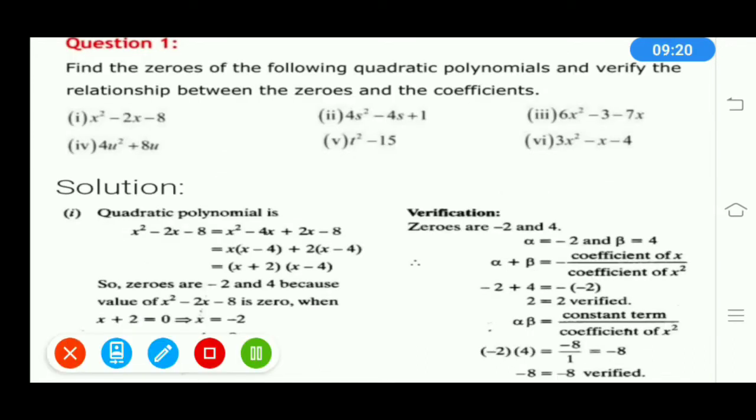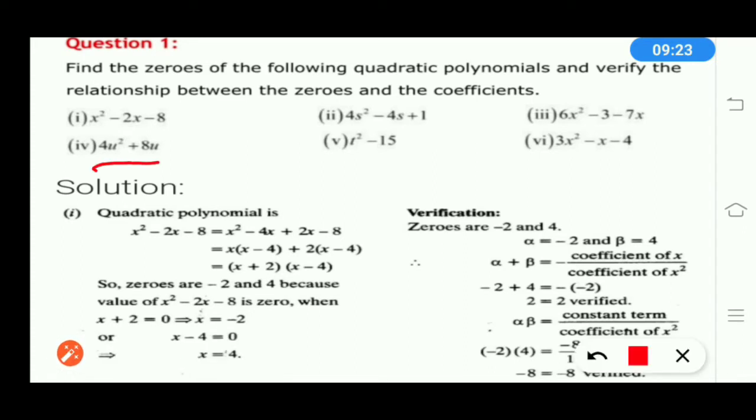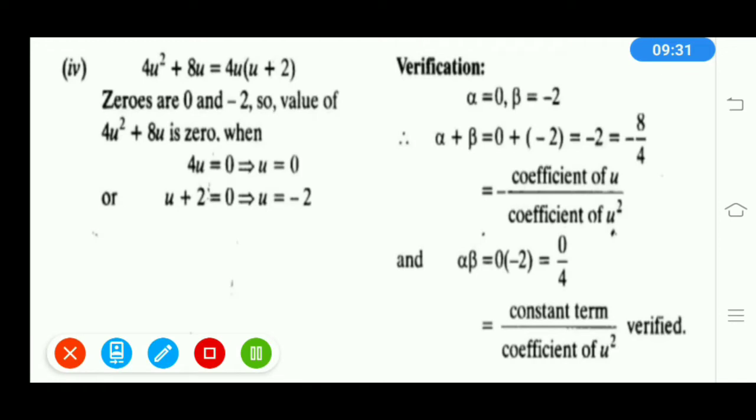Next question, Roman number 4. That means 4u square plus 8u. Clear? Now 4u square plus 8u equals 4u common, so u plus 2. So very easy. The zeros are 0 and minus 2. So the value of 4u square plus 8u is 0 when 4u equals 0, that means u equals 0, or u plus 2 equals 0, that means u equals minus 2. Very easy. Okay, next the verification part.